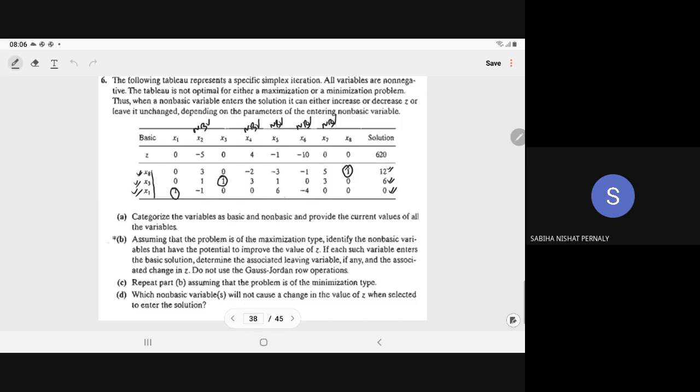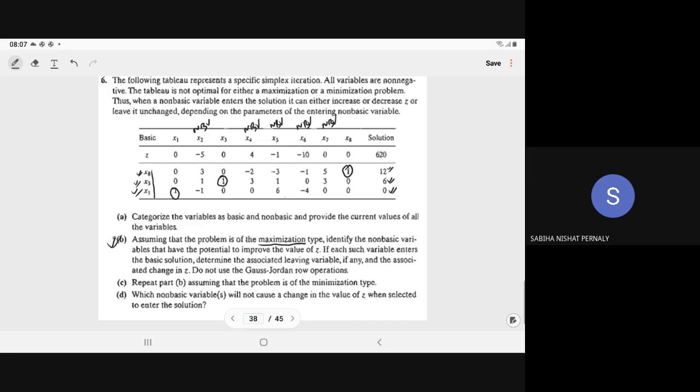Now in the B part, assuming that the problem is of maximization type, identify the non-basic variables that have the potential of improving z. So which non-basic variable has the potential to improve the value of z if it is a maximization problem? If it is of maximization type, which non-basic variable has the characteristic to improve the value of z?